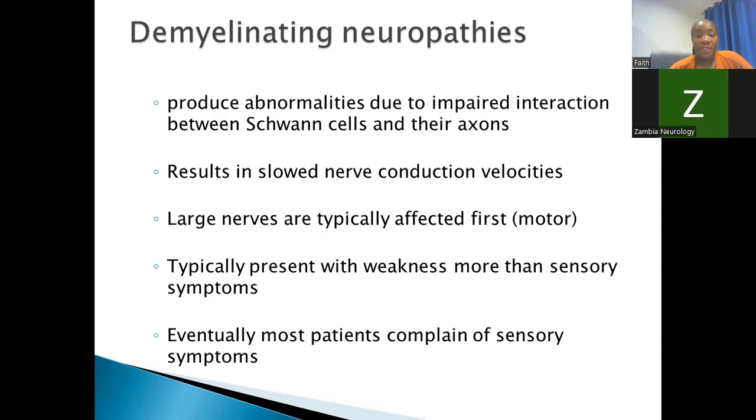And in the case of demyelinating neuropathy, the large nerves are typically affected first, and these are the motor nerves that we discussed earlier on. So the typical presentation for a demyelinating neuropathy would be weakness more than sensory symptoms, although eventually most patients will complain of sensory symptoms a little later.